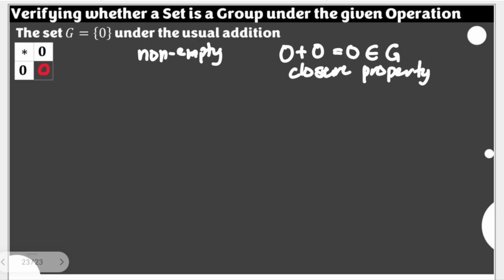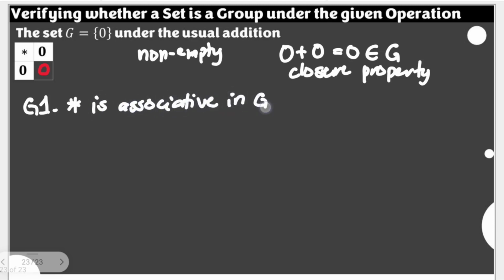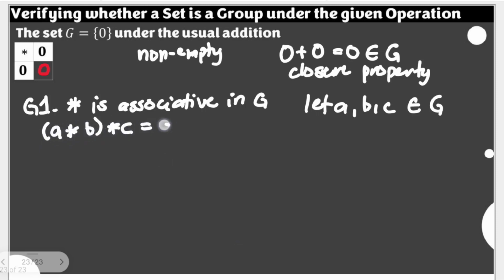For G1, we just need to establish that star is associative in set G. Since there's only one element, we can try to establish, for example, let A, B, and C be elements of G. But of course, we all know that all of them are 0 because we only have one element. We just need to show that this is true, even if it's obvious, so that it could be part of our practice as well.